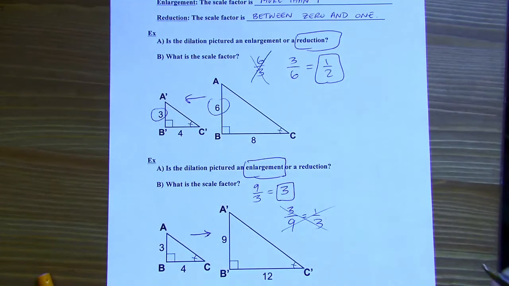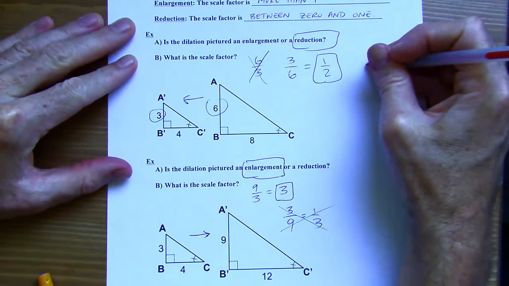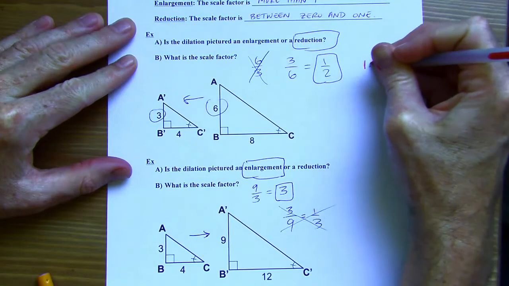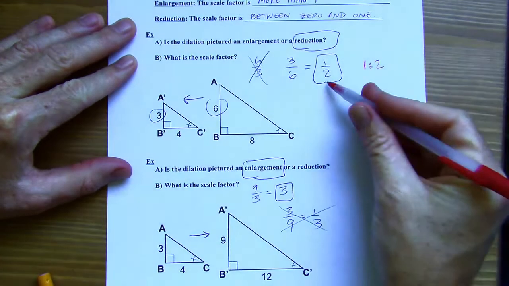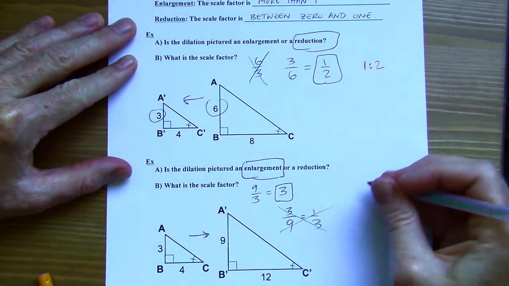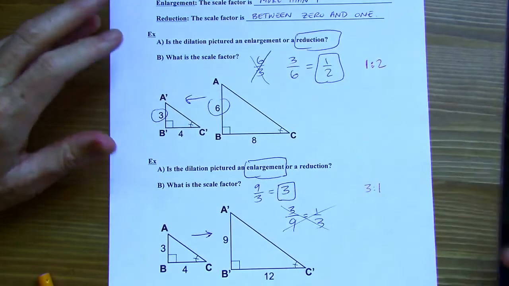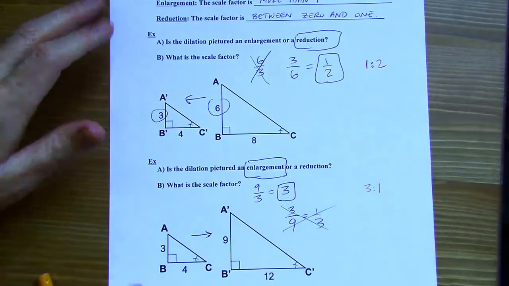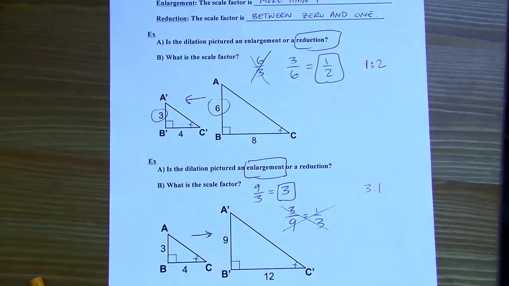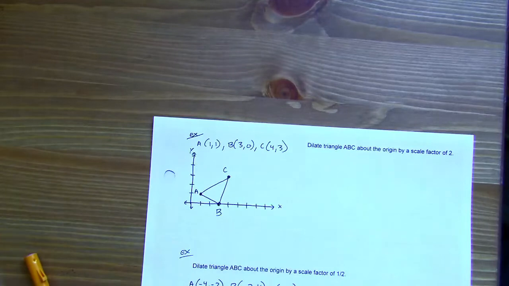Okay, sometimes just so you know, doesn't really matter, but sometimes you'll see these scale factors written with a colon, so that means the same thing, 1 to 2, or you might see this as 3 to 1. But I'm usually going to write it as a reduced fraction. And you can write it as an integer if it has a 1 in the denominator. Okay? All right, let's move on to the next page. Let's actually do some dilations then on a coordinate grid.